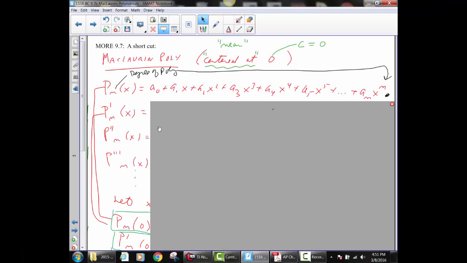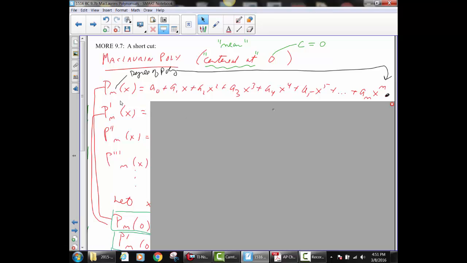Okay, so I'm going to show you a formula now because what we just did in the previous video was kind of cumbersome. This is for Maclaurin polynomials, which are near or centered at 0. So this is for evaluating some function of a number near 0.